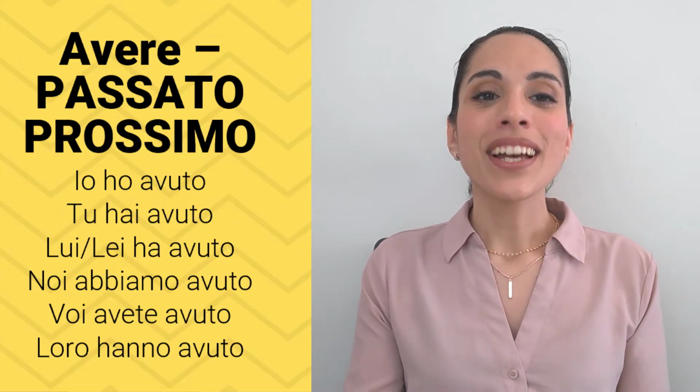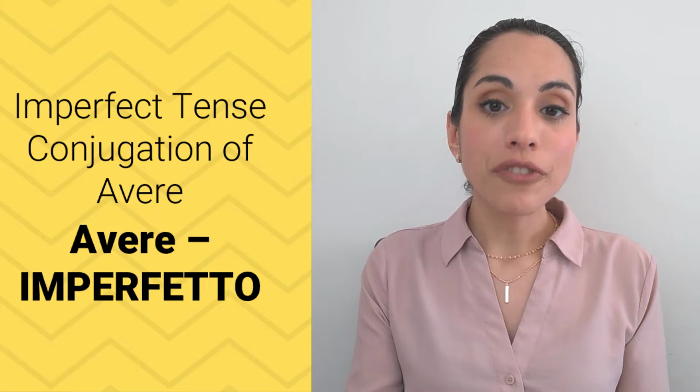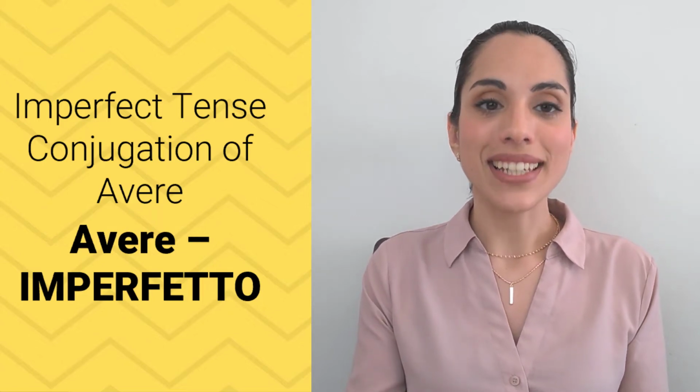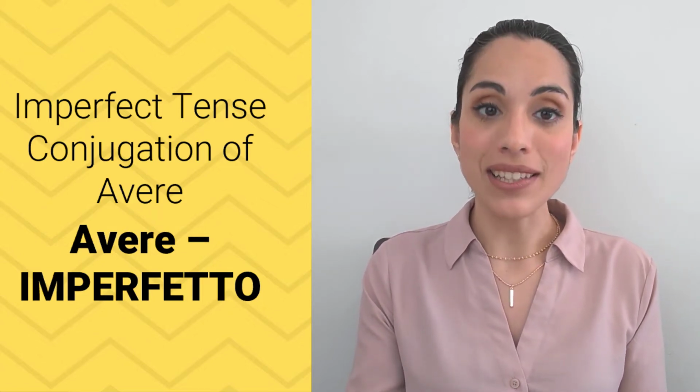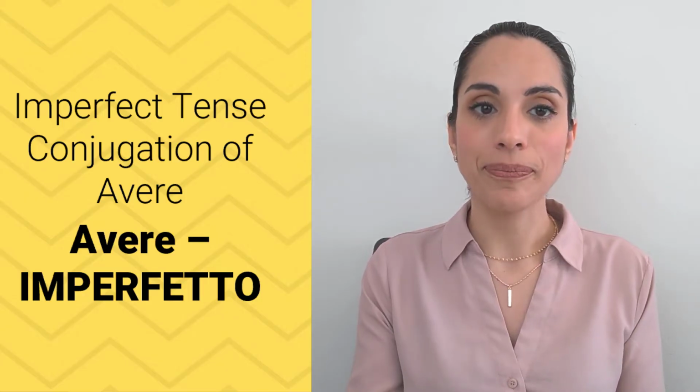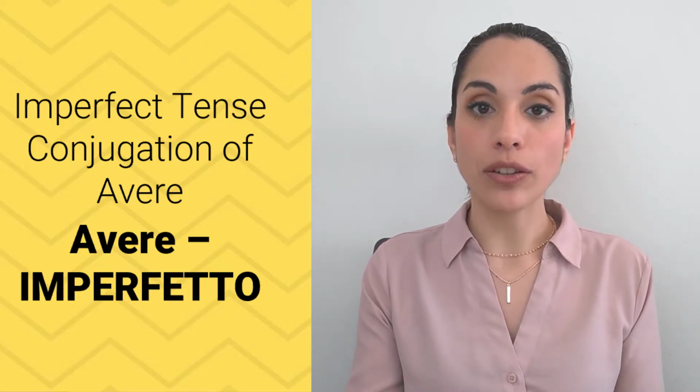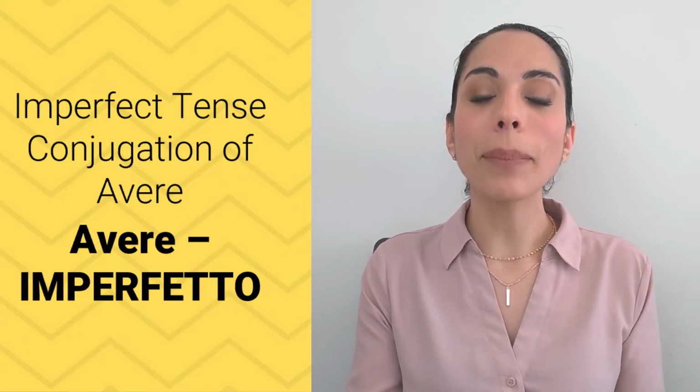Molto bene. Okay, let's move on with another very common tense in Italian. This is the imperfect tense conjugation of avere. We call it imperfetto.